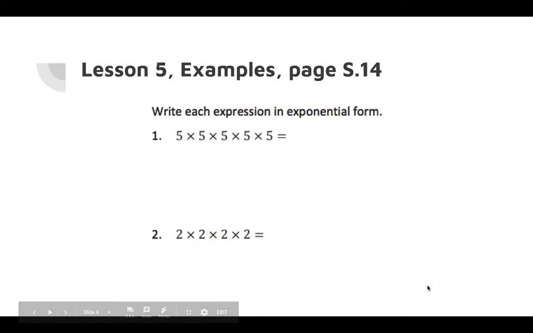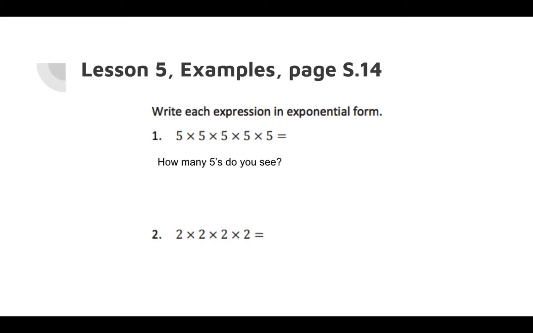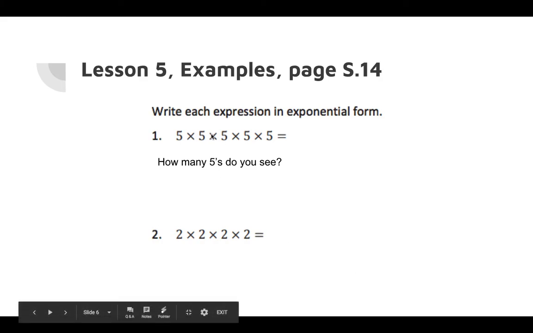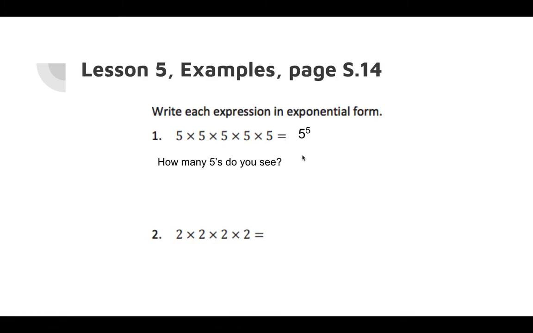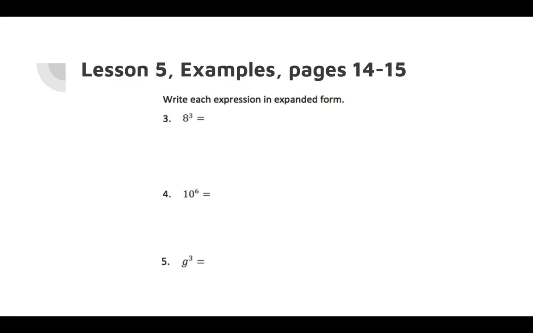Write each expression in exponential form. So if you want to pause this video, pause it so you can do this. All right, so how many 5s do you see? I see 1, 2, 3, 4, 5. So that means that is 5 to the power of 5. How about this 2? How many 2s do you see? So I see 1, 2, 3, 4. And that would make it 2 to the power of 4.